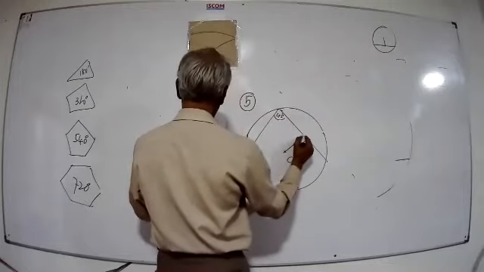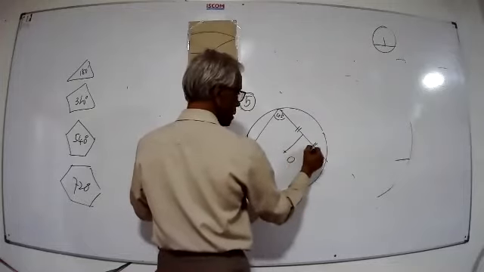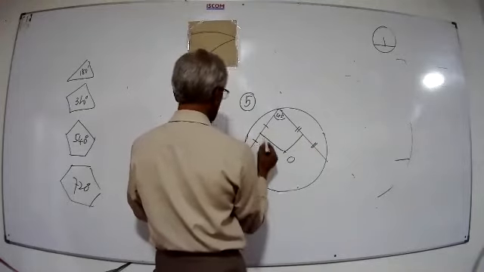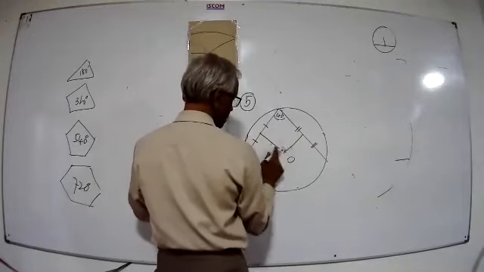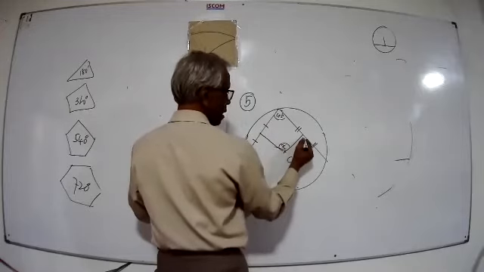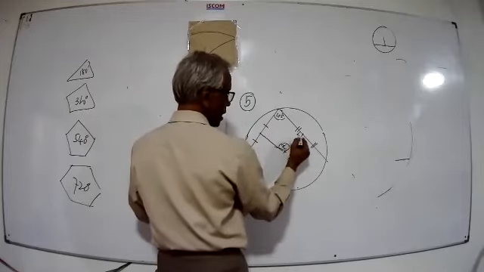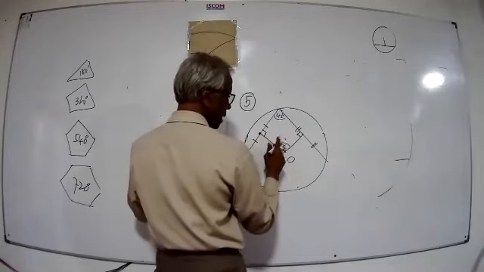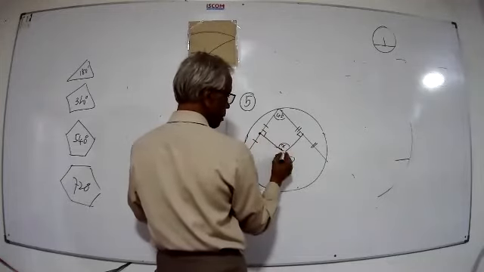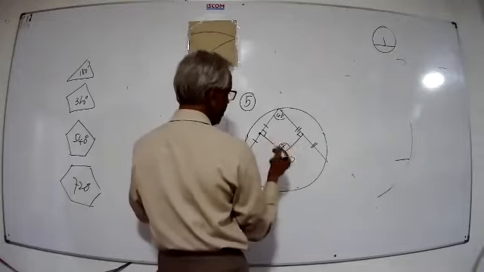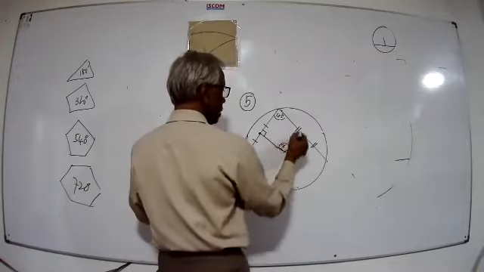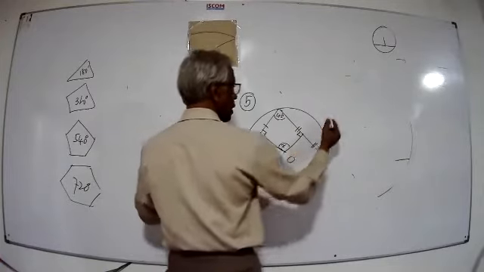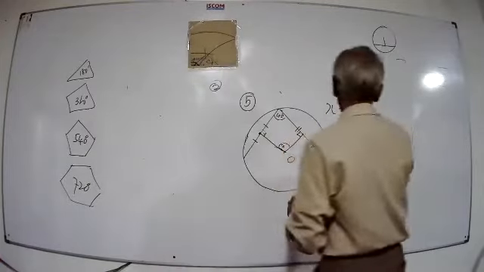This is the midpoint, this is also the midpoint. This is the center, this is 90. Then the sum of the four angles is 360, and they make it equal.